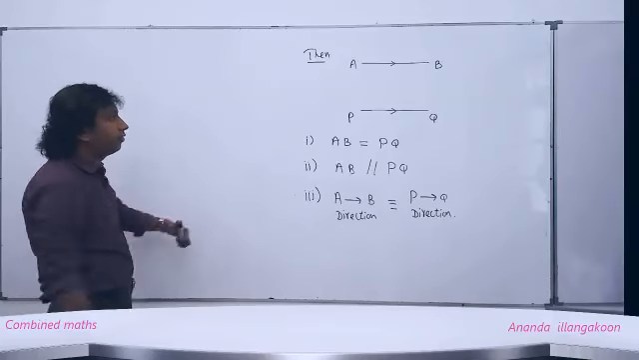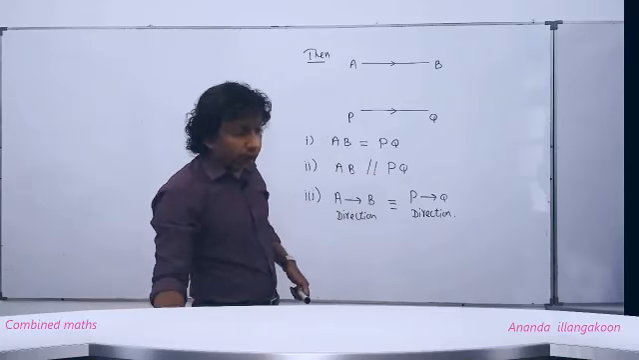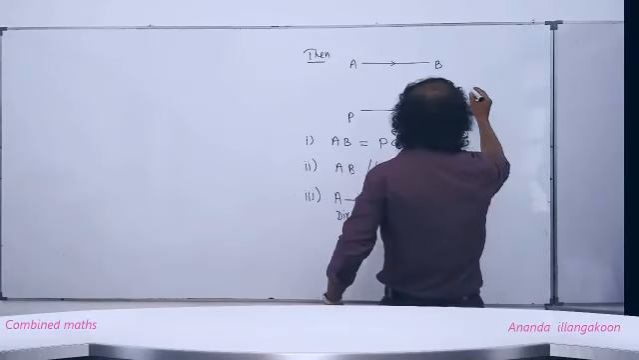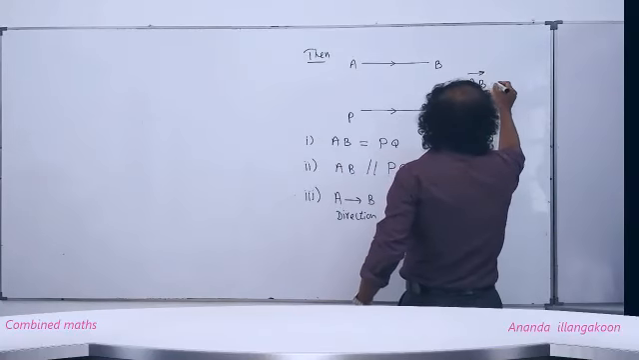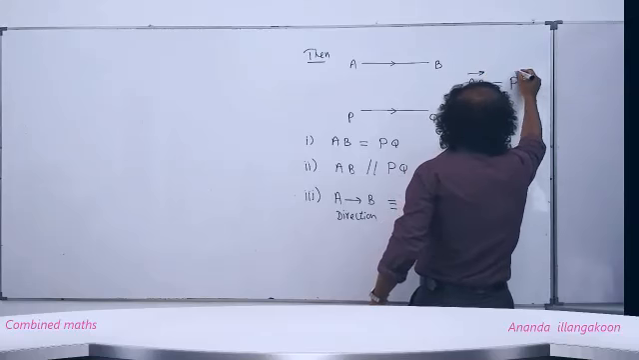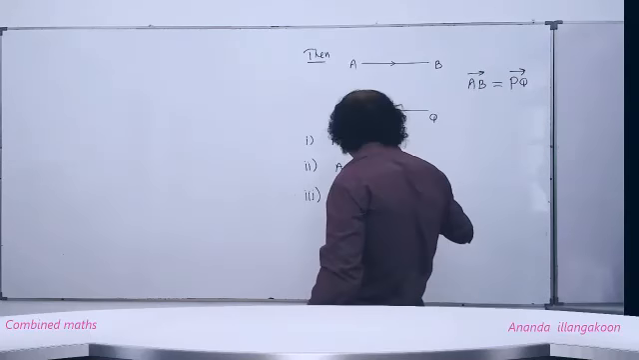And then, people, this AB vector and PQ vector being equal, right? So we'll write that also here. AB vector is equal to PQ vector. Then we can write this.